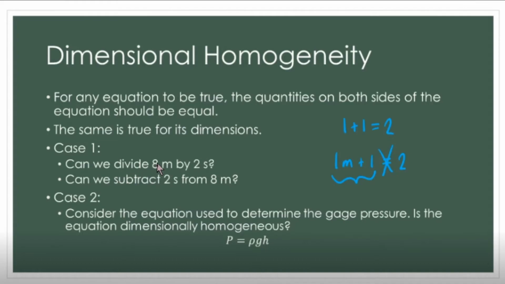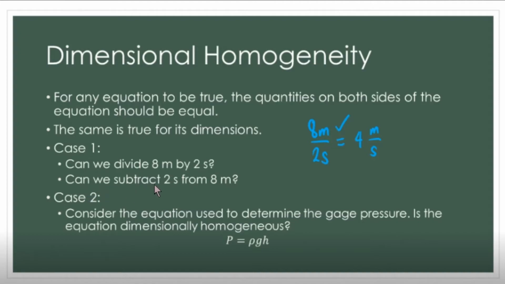Can we divide 8 meters by 2 seconds? Mathematically speaking, we can write that as 8 meters over 2 seconds. By doing very simple algebra, we can answer this right away. The answer is 4, and the unit is meters per second. This is a true equality because both the numerical equality and the dimensional equality on both sides of the equation is true. How about for the second one?